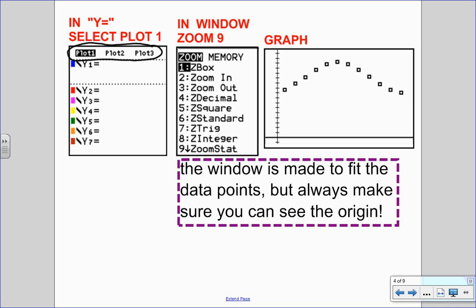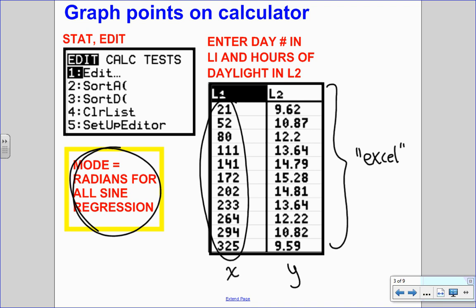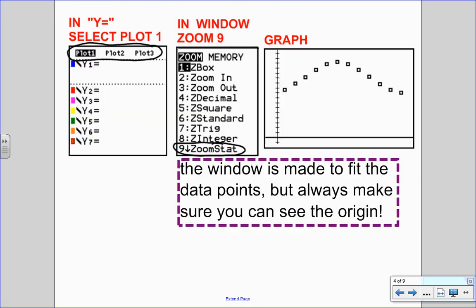Then there's this really great window setting on your calculator called Zoom 9, and it's Zoom Stat. The reason it's called Stat is because over here, to get into here, we went into Stat. So basically the calculator is taking all of your points in list 1 and finding a good window setting for x, all of your points in list 2 and finding a good window setting for y, and it does it for you. Now because we turned our plots on, when we hit graph, we see all of these individual points.